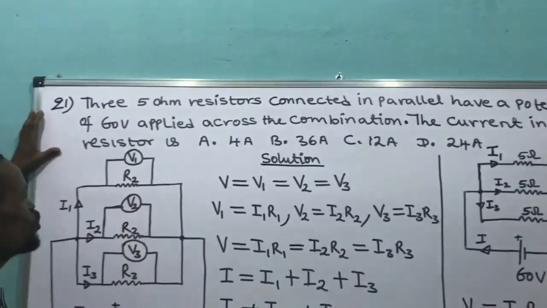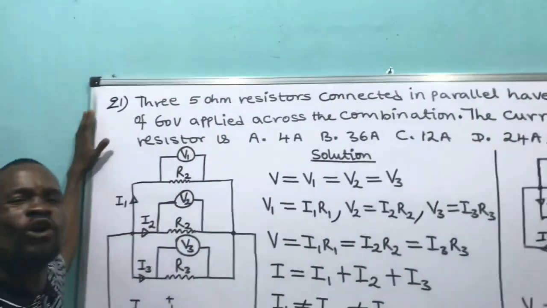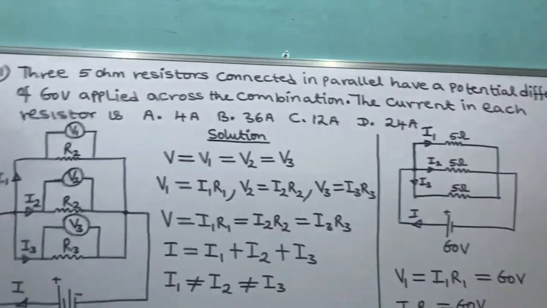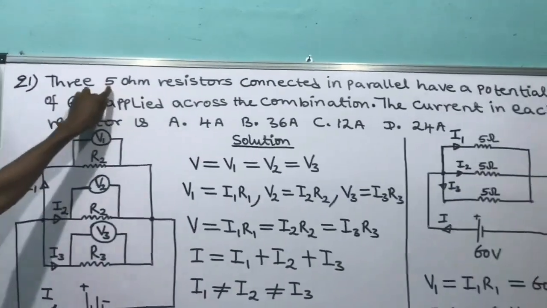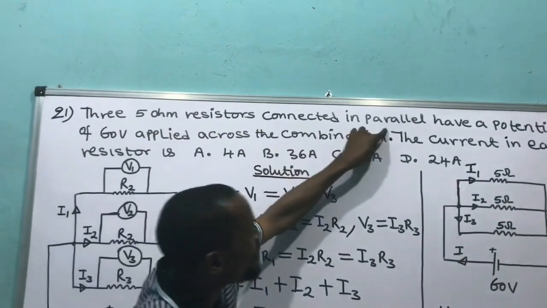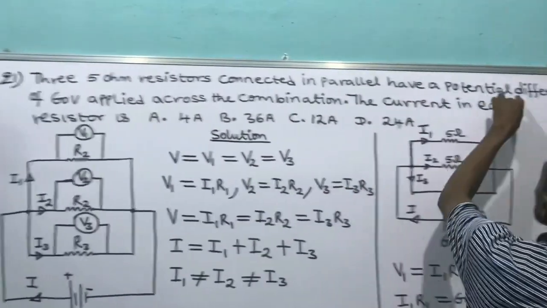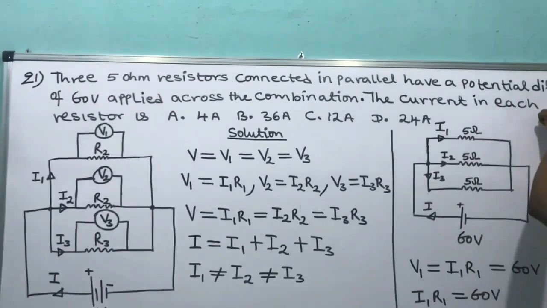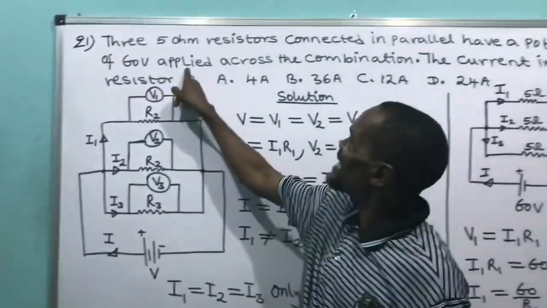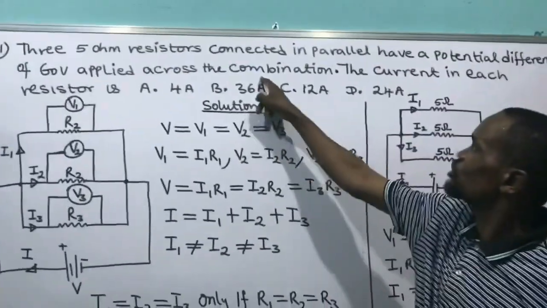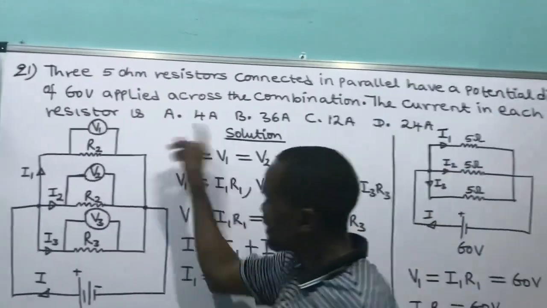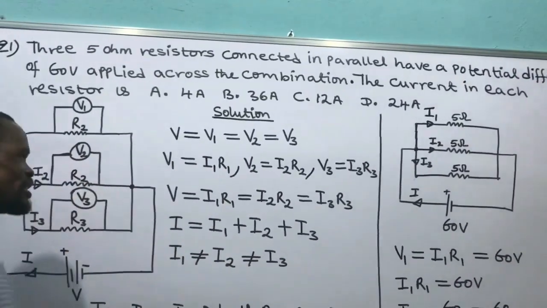Now, let's look at the question after we have gathered all the necessary things we needed to know about this particular question. The question says 3 5-ohm resistors connected in parallel have a potential difference. We already know what we mean by potential difference. A potential difference of 60 volts is applied across the combination. Full stop. The current in each resistor is what they ask us now.